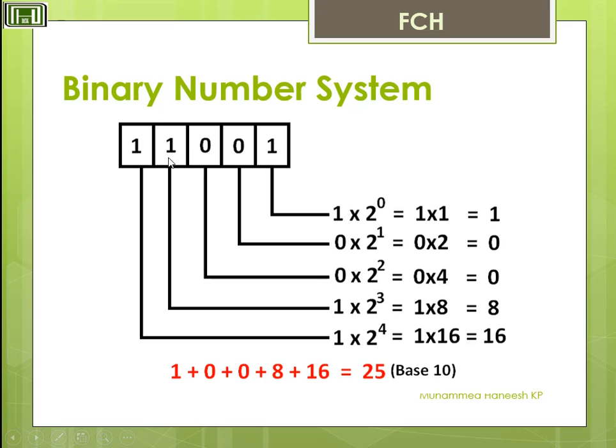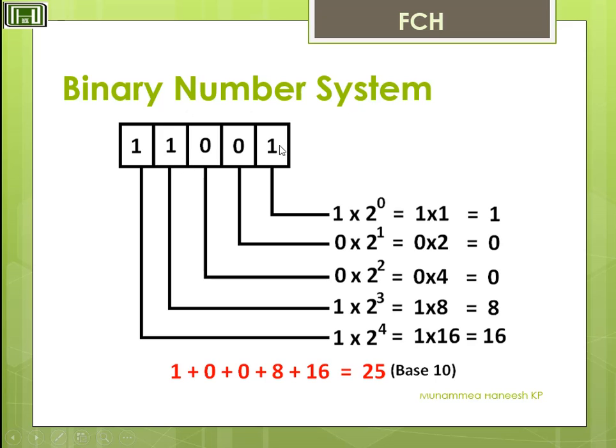Now the second digit, that is 1 into 2 raised to 3, that is 1 into 8, that is 8. Then 0 into 2 raised to 2, that is 0 into 4, that is 0. Then 0 into 2 raised to 1, that is 0 into 2, that is 0. And last, 1 into 2 raised to 0, 1 into 1, that is 1. So add all these values: 1, 0, 0, 8, 16. You will get the result 25, which is the decimal number corresponding to the binary number 11001.